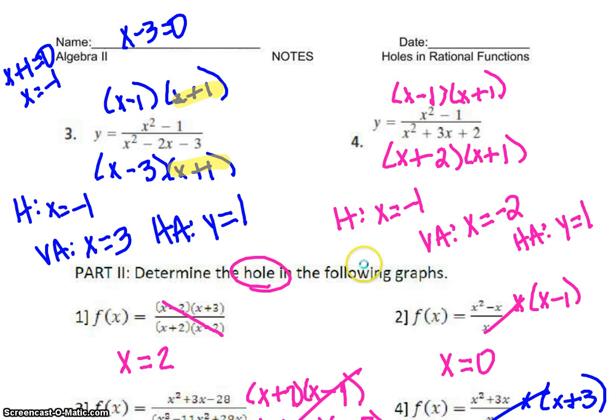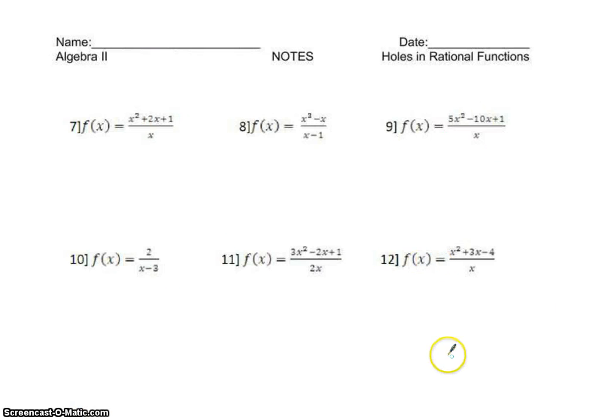So what you're going to want to do as you work through these problems is remember to look for a simplify, look for a hole, look for a vertical asymptote, then look for a horizontal asymptote.